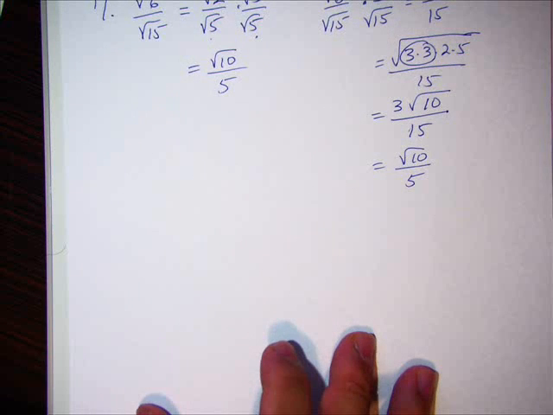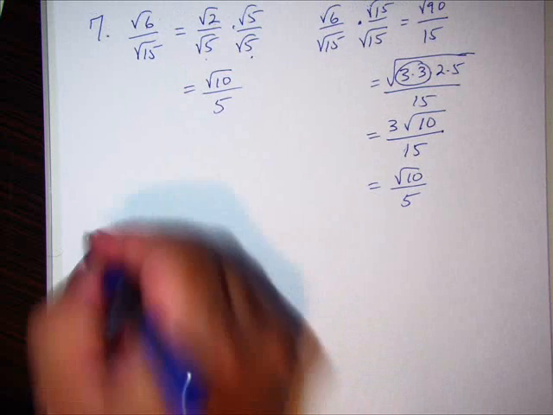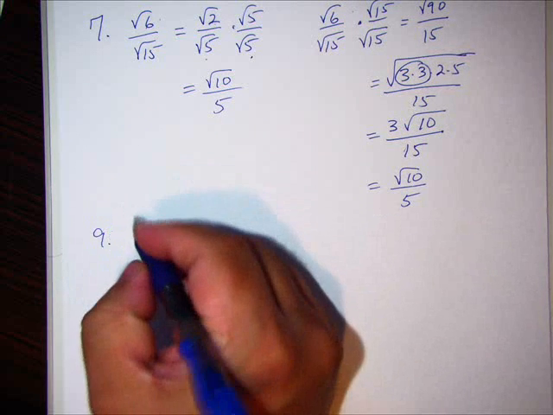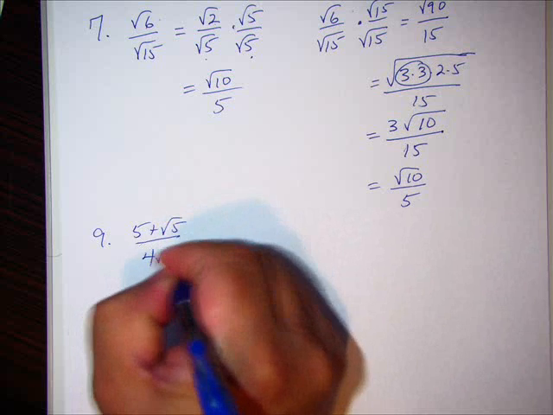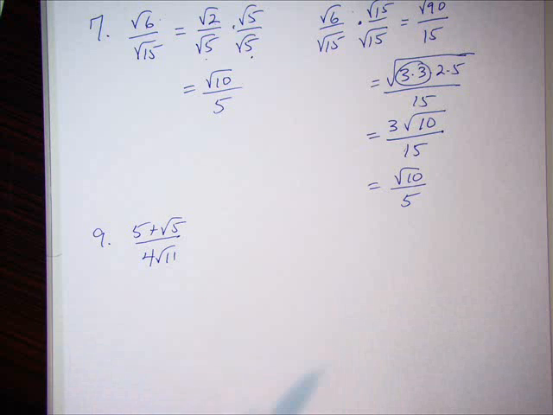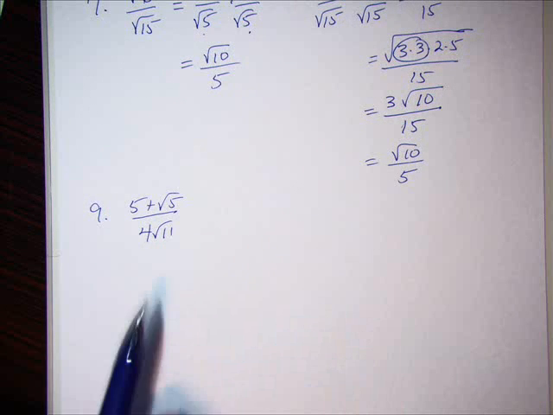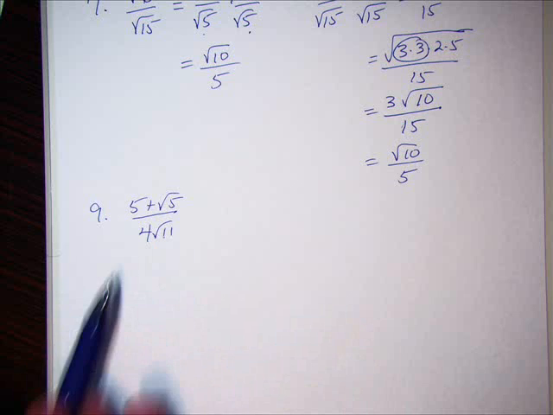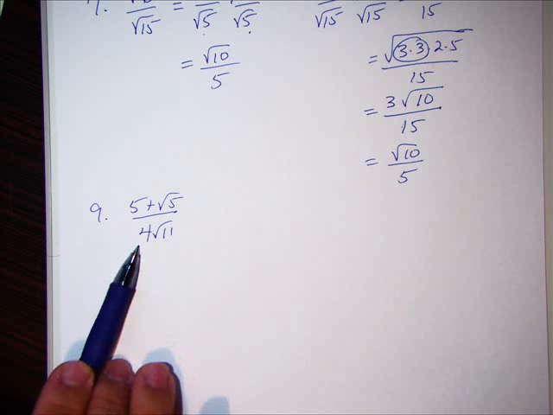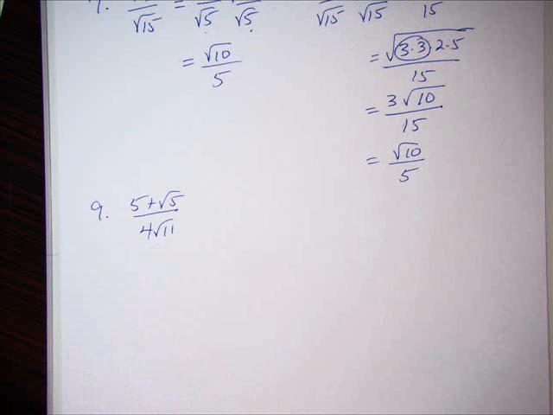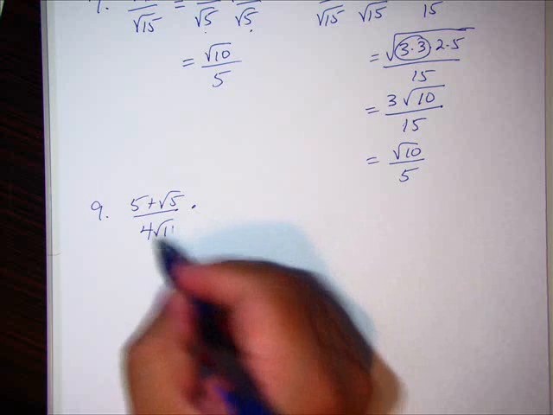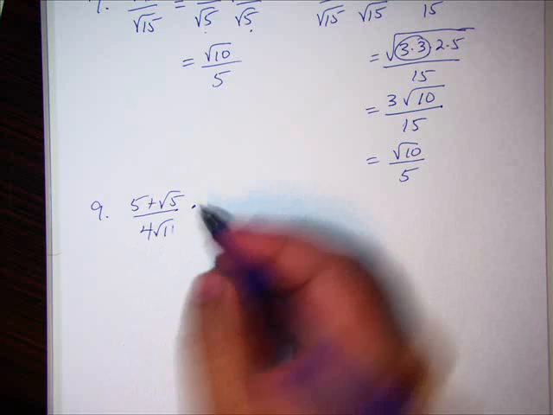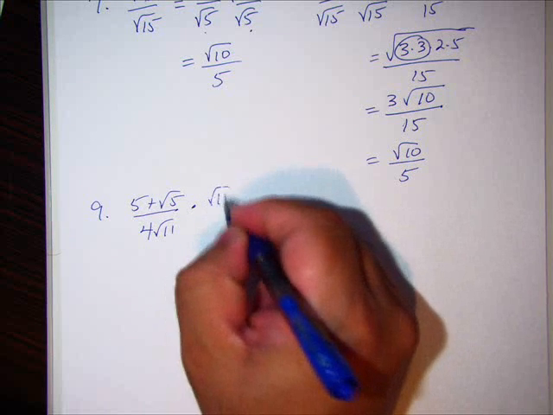Number 9. Number 9 is actually rather similar, even though it might look a little different. Okay. Here, all I need to do is get rid of the square root of 11, so I don't need to worry about the 4. It's not in a radical, and I don't really need to do anything about it. But I do have to do something about the square root of 11. So I need to pick a number that would make that a perfect square. So I'm going to multiply top and bottom by square root of 11.